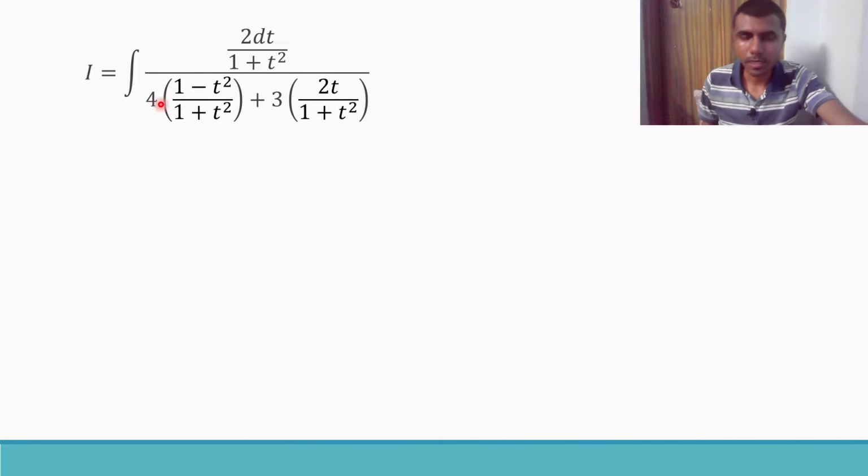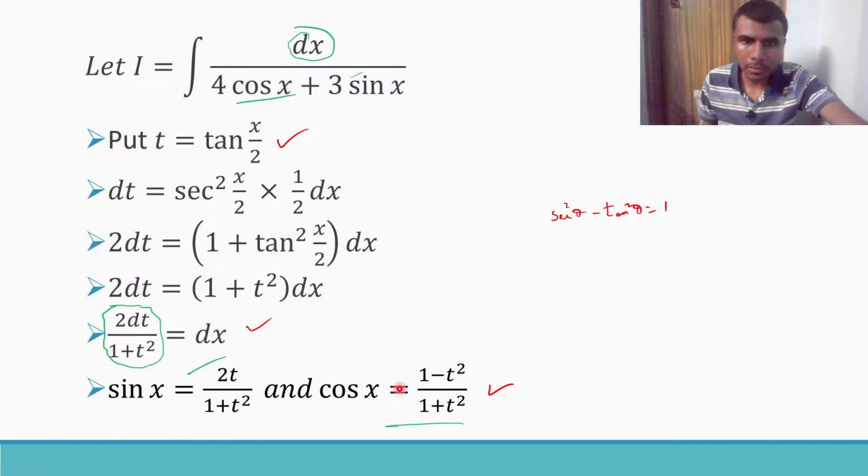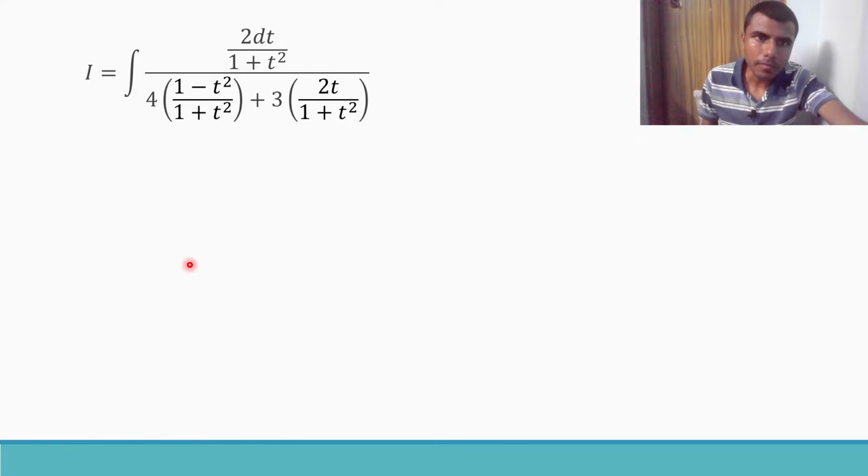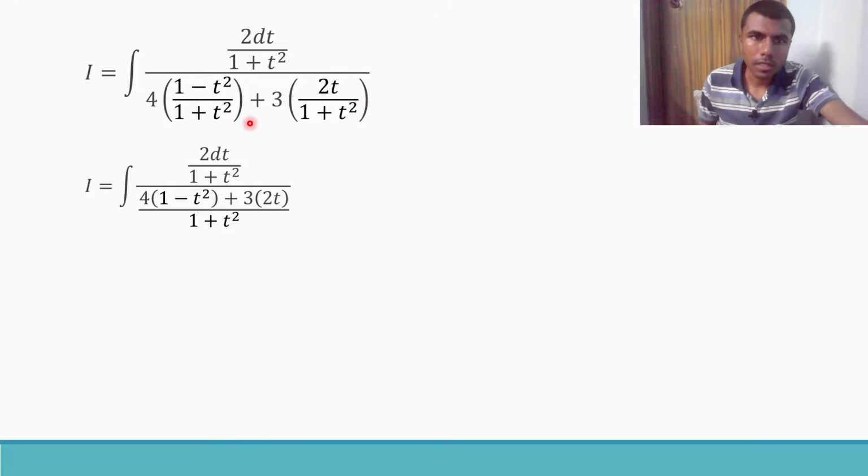Now if I put all that, my integral will be integral 2 dt by 1 plus t square, by 4 into 1 minus t square by 1 plus t square plus 3. I mentioned, right, in place of cos x I'll get 1 minus t square by 1 plus t square. In place of sin x I'll get 2t by 1 plus t square, and in place of dx I got 2 dt by 1 plus t square. Right. So now just take LCM.